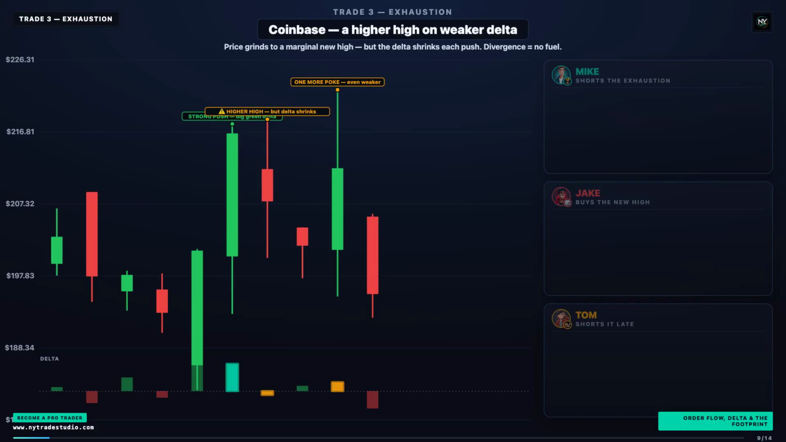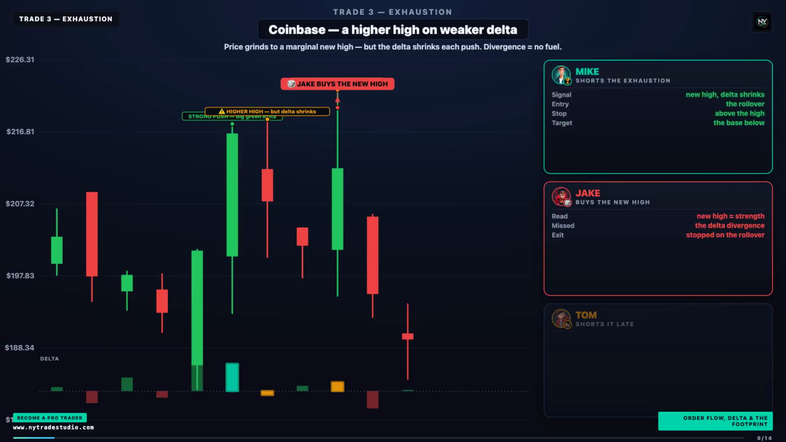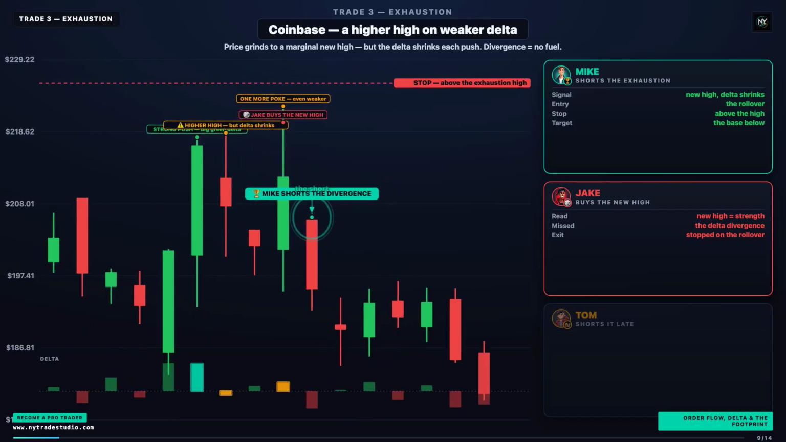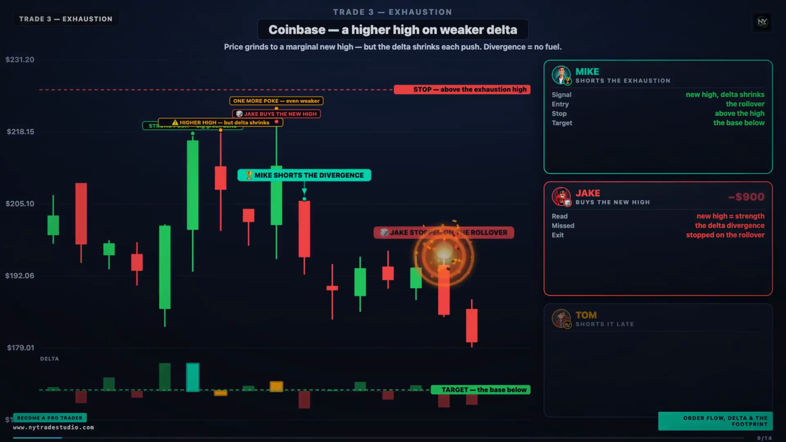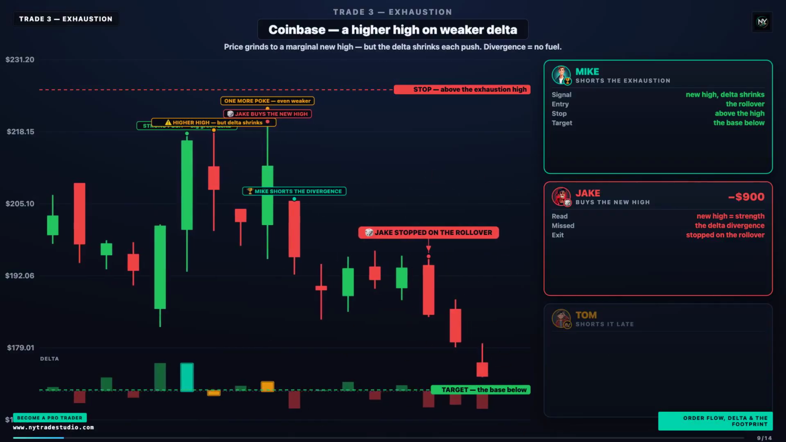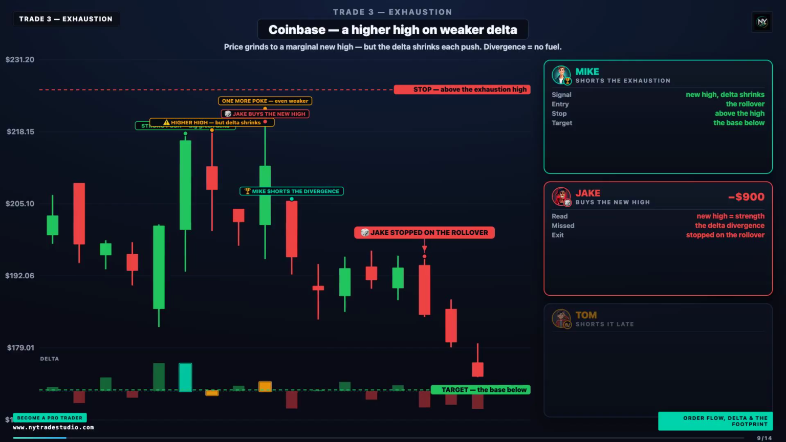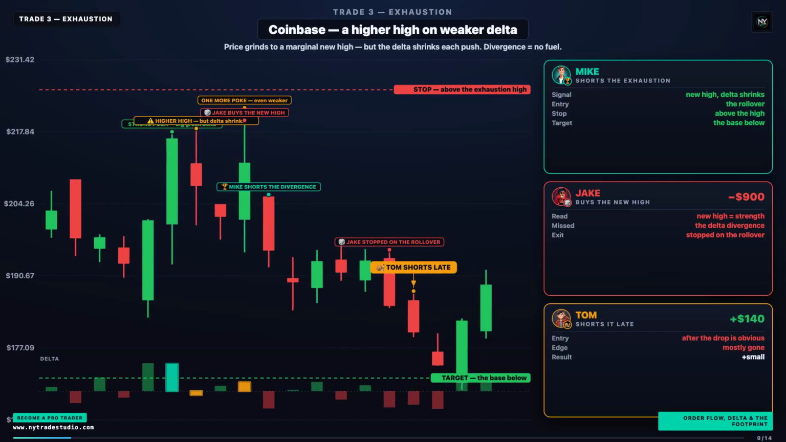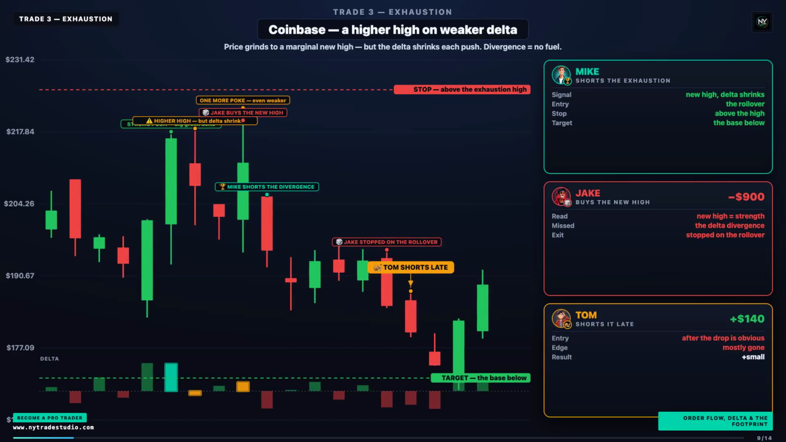Jake sees a fresh high and buys it because new highs feel safe. Mike does the opposite. The divergence is his signal, so he shorts the rollover, stop above the exhaustion high, target the base below. Price rolls over on Jake within days and stops him out. Tom waits until the drop is undeniable and shorts it late for a small piece, and Coinbase slides all the way to the base, target. The divergence pays 2-to-1 again.